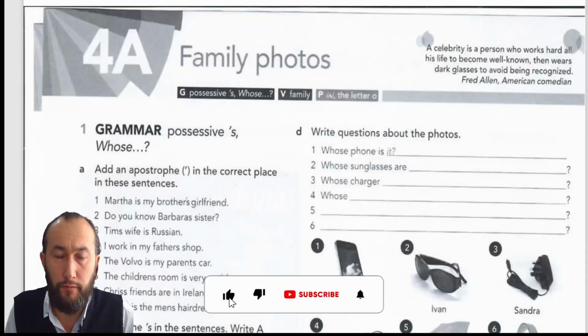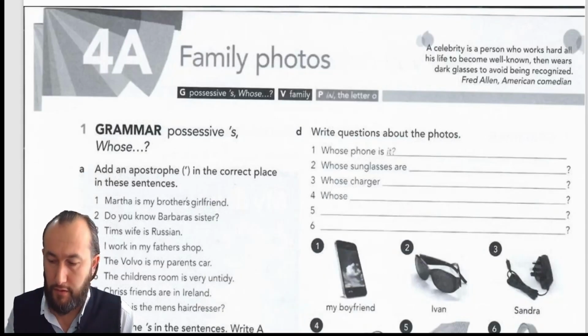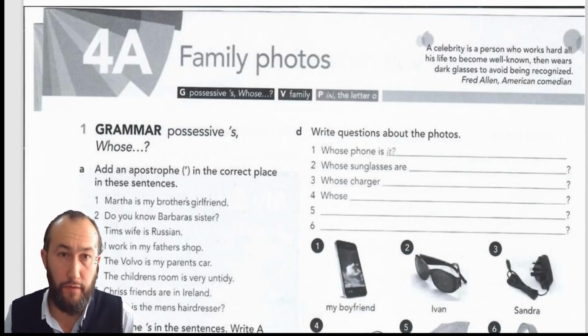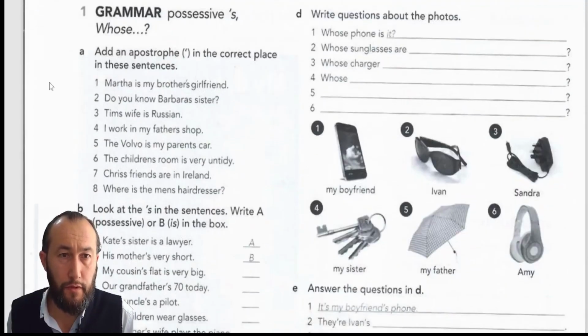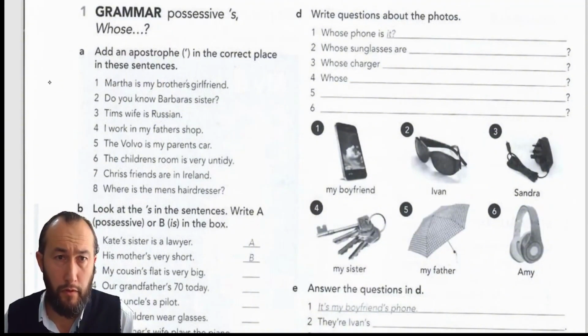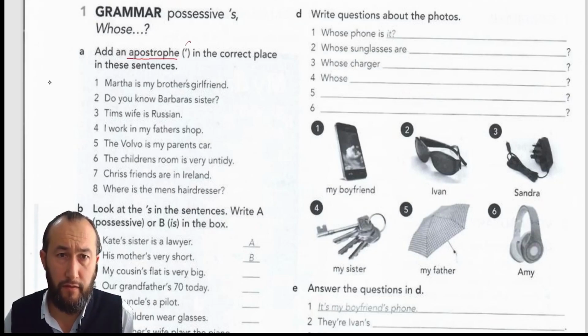Okay guys, so let's get started with 4A English File, elementary level, workbook practice. That's workbook 4A. Let's do that. Grammar: possessive 's and whose. Exercise A. We're being asked to add an apostrophe in the correct place in these sentences.